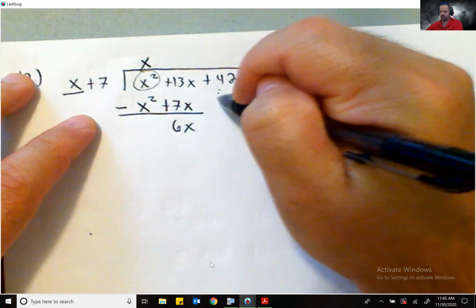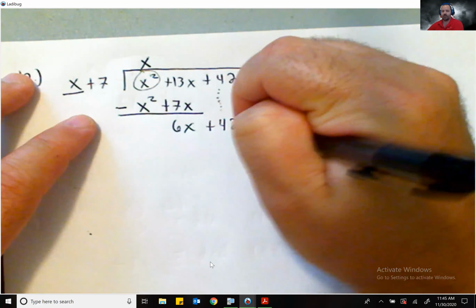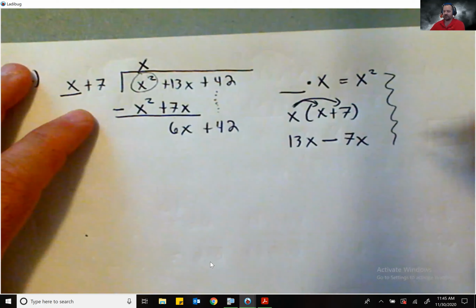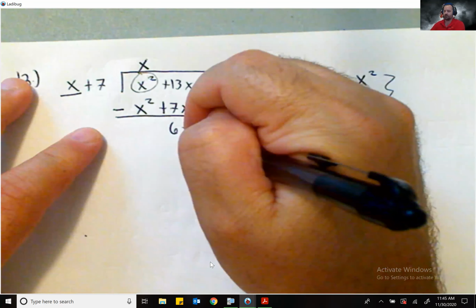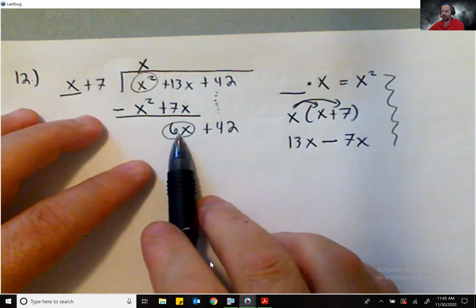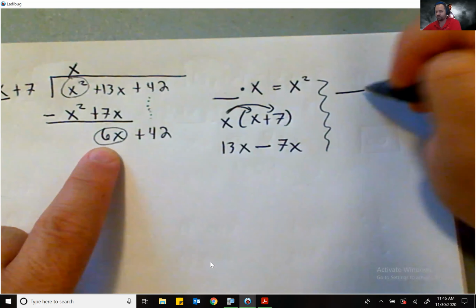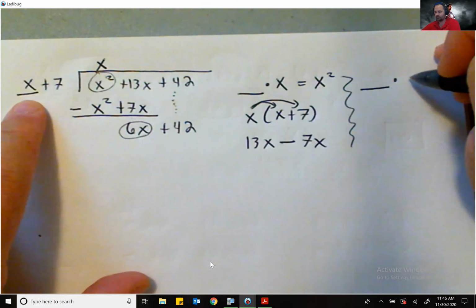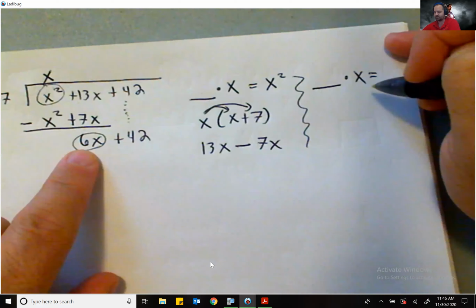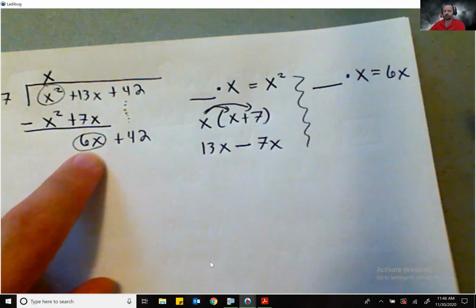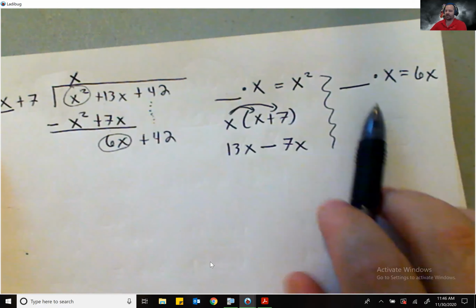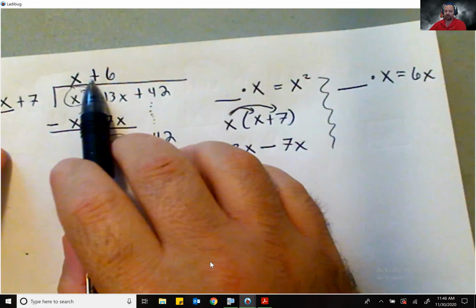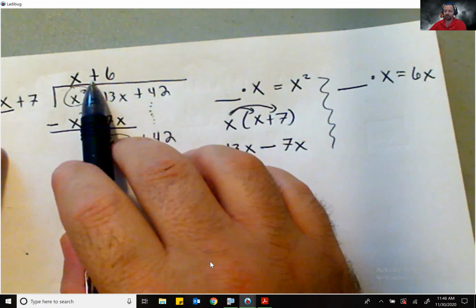And everybody else trickles on down, like Tetris. And there we go. And now all you do is repeat the process with a new term to get rid of. So we're going to think, what times my x will give us 6x? So what times x? Yeah, a positive 6. And it's going to be important that you put the signs with it. So it's a positive 6.